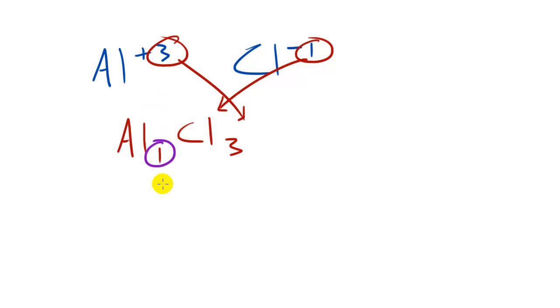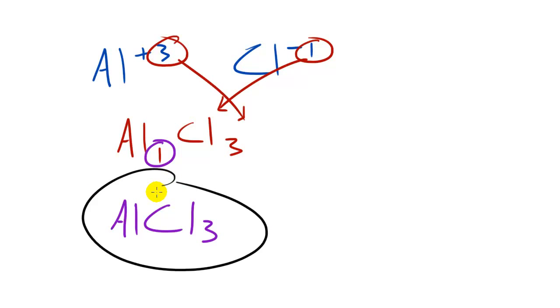However, if you remember, we don't write the 1, so it's AlCl3. And that is the final formula and basically the basics behind the crisscross rule.